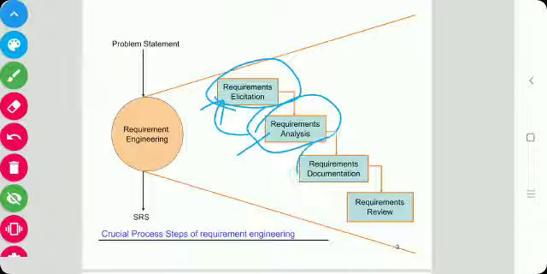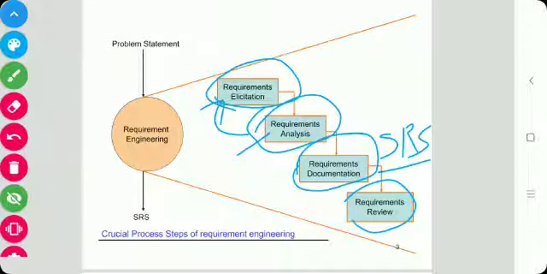Then the third step is requirement documentation. It is very necessary to document the requirements which are collected from the customer. Because if we do not document the requirements, then the developer does not know what to build, the customer does not know what to validate, and the tester does not know what to test. So it is necessary to document the requirements. This documentation is very important and it is written in natural language, and that is called the SRS.